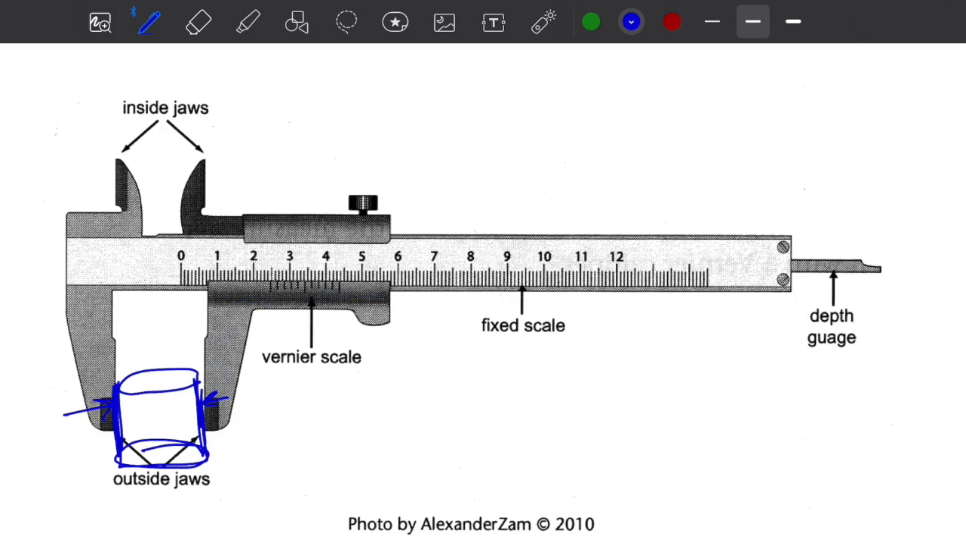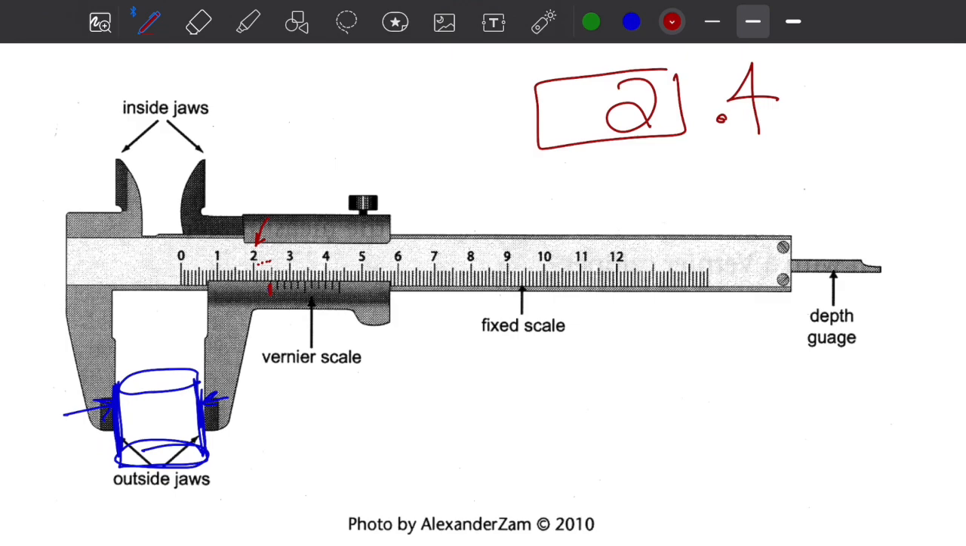The first thing that I'm going to do after I've secured this part is look for the first line on the vernier scale, and that is this one right here. I'm going to draw it in red so you can see it better. This one. You see that? So this tells me the number before the decimal point. So here this is 2, 2.1, 2.2, 2.3, 2.4. So this is 2.4.